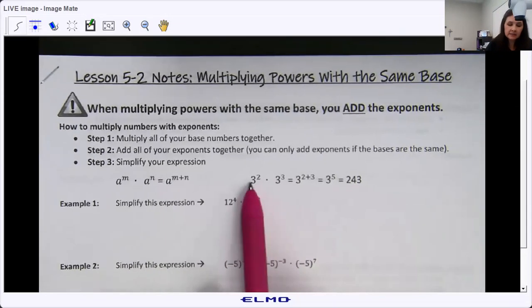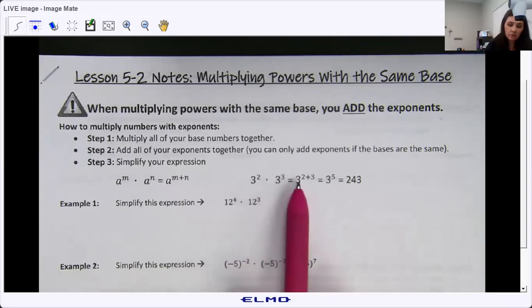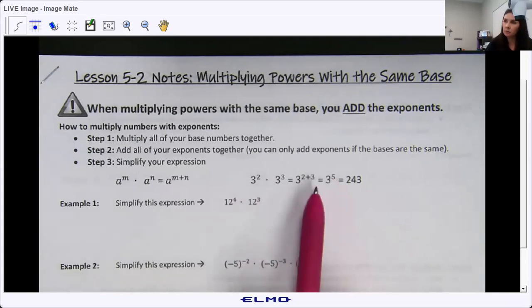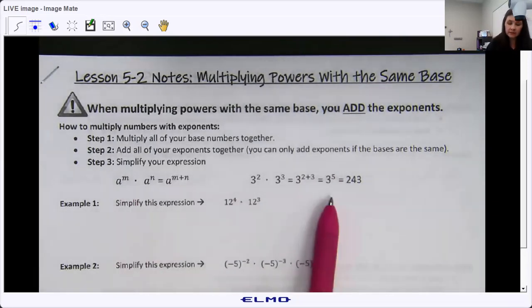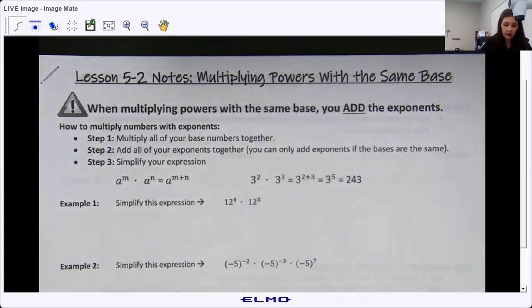Here we have a base of 3 and a base of 3. So when we take our base of 3, we just add the two exponents, 2 plus 3, and we get 3 to the 5th power, and 3 to the 5th power is 243. So this first page deals with these types of problems. And then we'll have some that have coefficients added to them, and we need to make sure we don't get our bases and our coefficients mixed up.